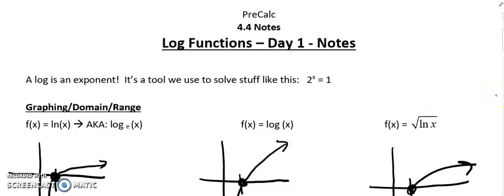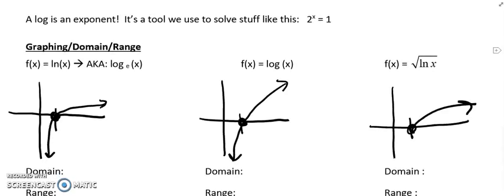All right, guys, we're going to do 4.4 notes, day 1, log functions. Let's get right to it. All right, here we go with our domain and range again. So first let me tell you the point of this.